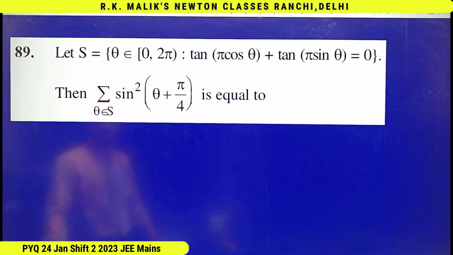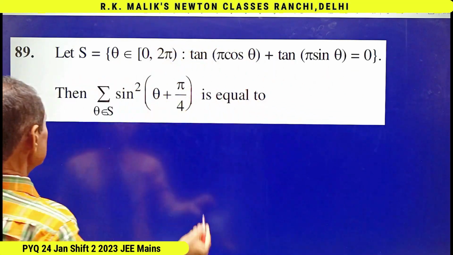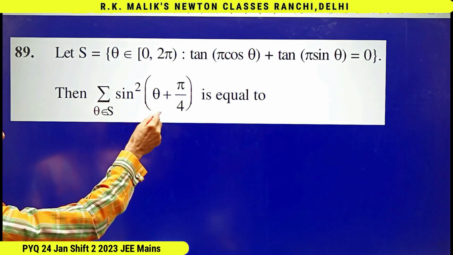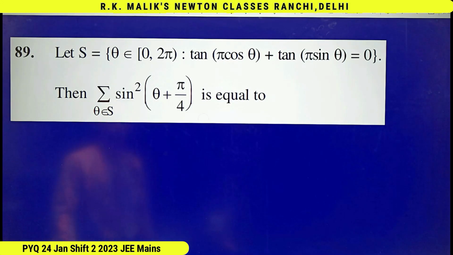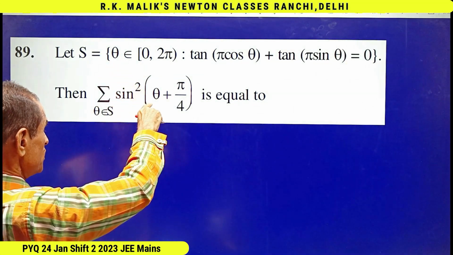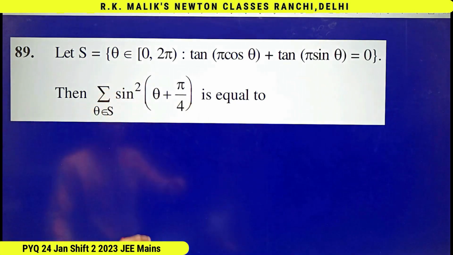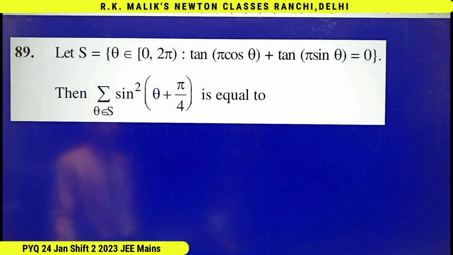In this question, it is given that the set S is defined as given here, and we need to find the value of the sum of sin square of theta plus pi by 4, where theta belongs to S. First I will find all possible values of theta which belong to the set S, and put those values here one by one, and then add the answers because of the sigma. You will understand when I do this question.